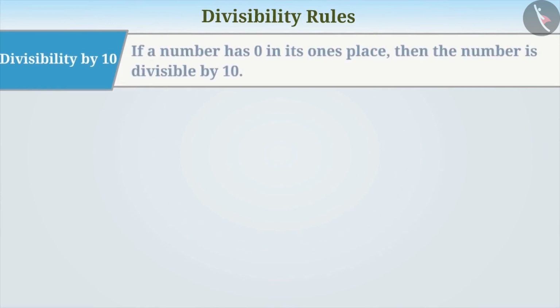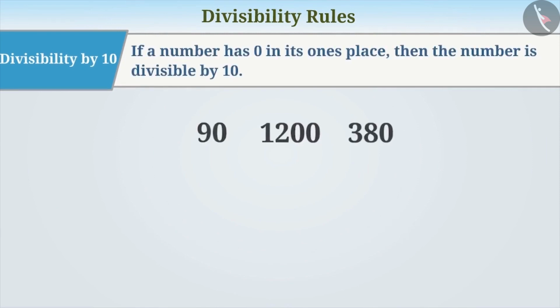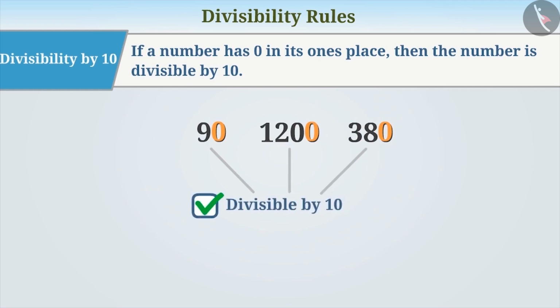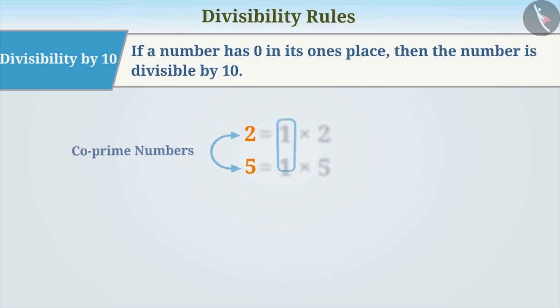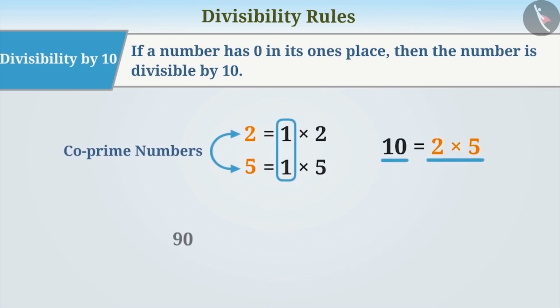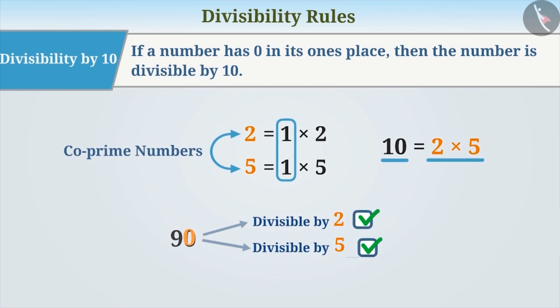Divisibility by 10. If a number has 0 in its ones place, then the number is divisible by 10. You can understand this in another way. The co-prime numbers 2 and 5 are factors of 10. If the last digit of a number is 0, then the number is divisible by both 2 and 5. Therefore, that number is also divisible by the product of those two numbers, which is 10.